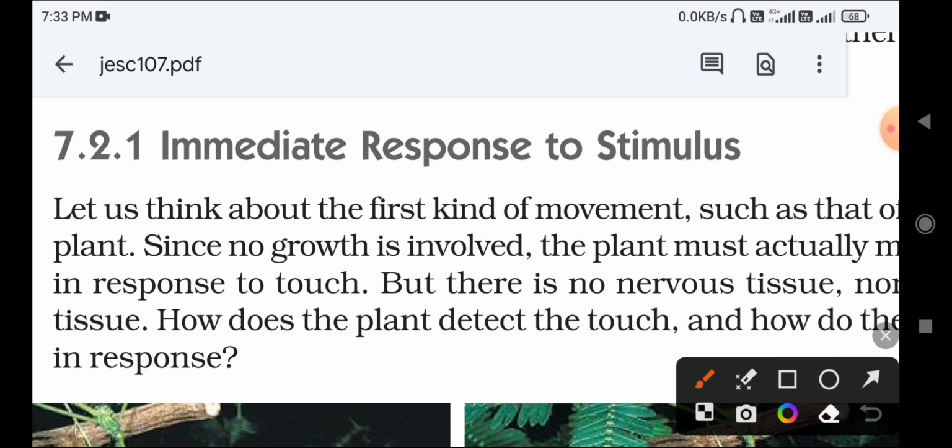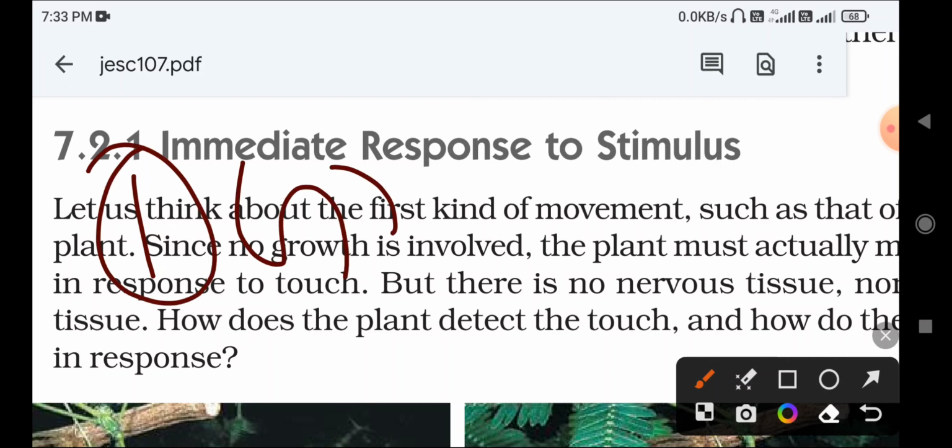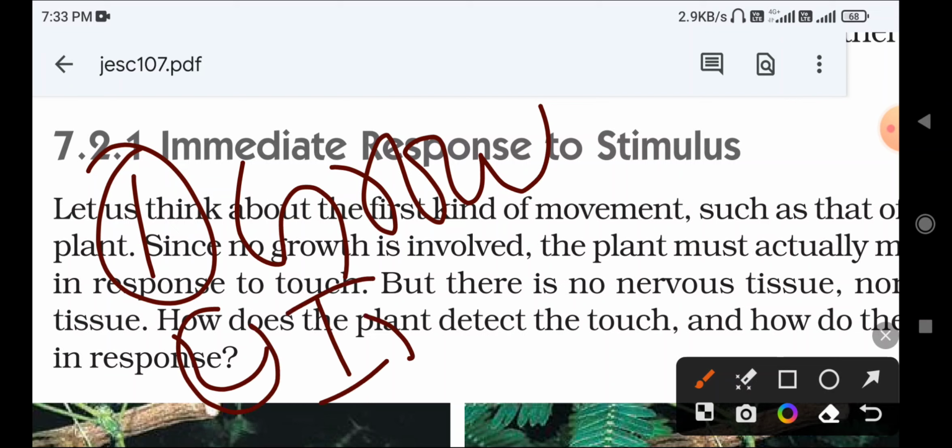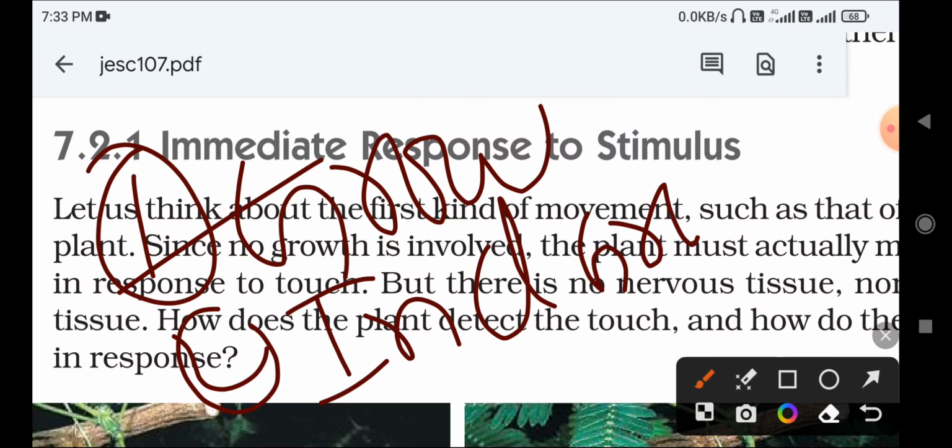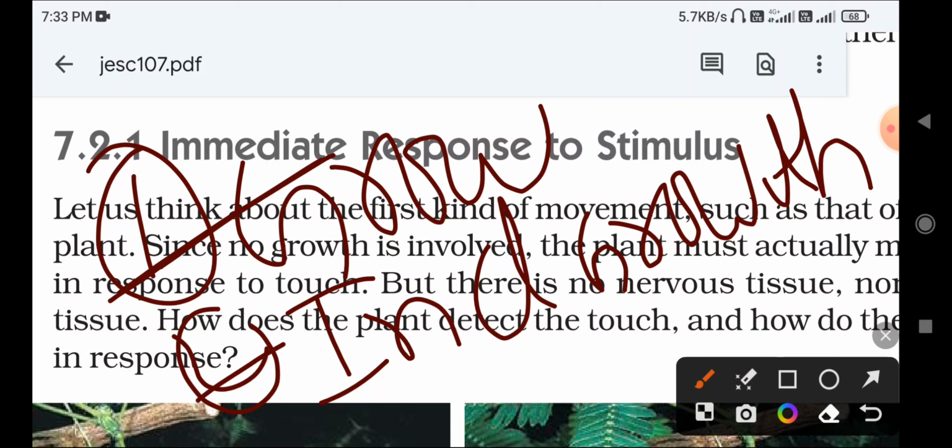In previous videos we discussed that there are two types of movement: one is growth related movement, and another is independent of growth. Plants also involve these two types of movement. First we'll discuss movement independent of growth.